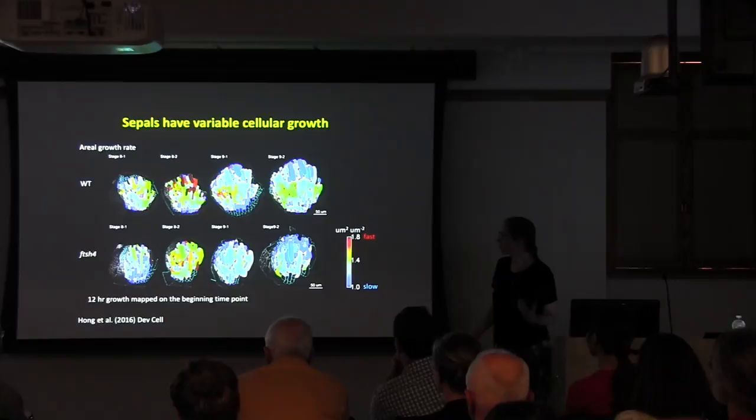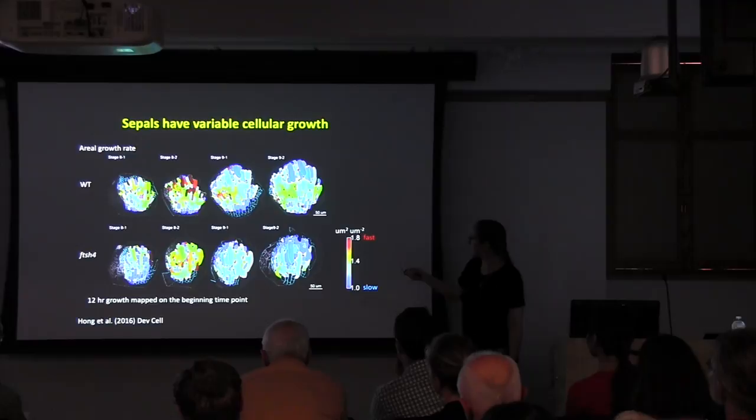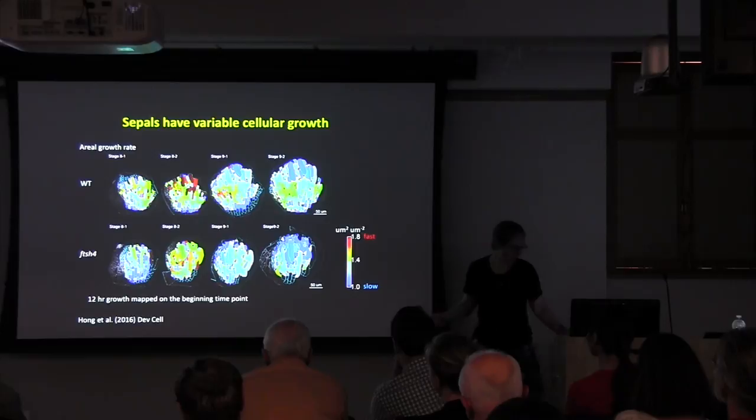And so if she uses morphographics to analyze the growth in every cell, we've got a heat map here with red fast growth and blue slow growth. You can see in wild type there's considerable variability in growth, and in the mutant it looks also fairly variable. So we took a very close look at the variability. And first we know we need to analyze the variability in space.